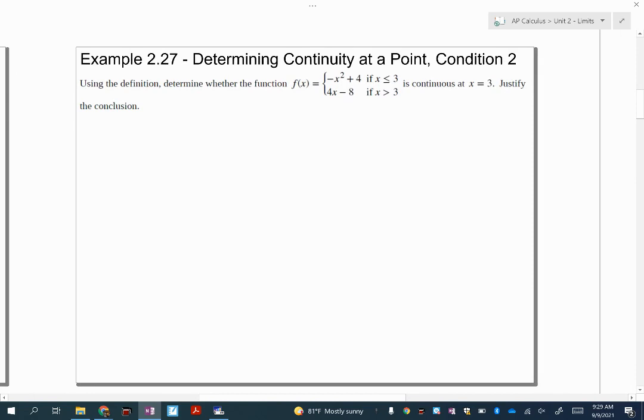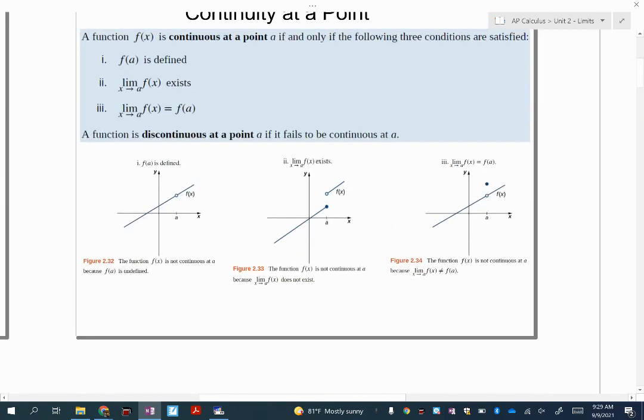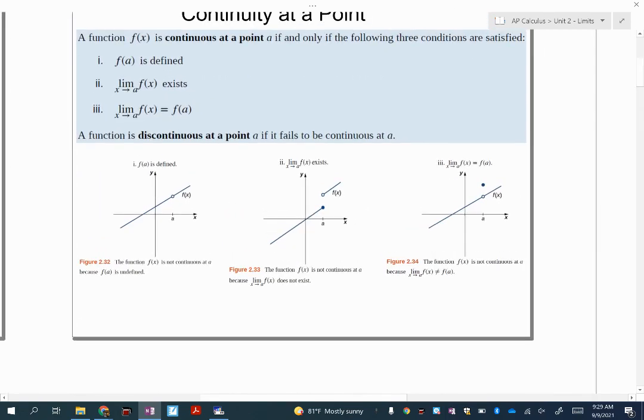Okay? Let's go to the next one. This one says, determine whether the function is continuous at 3. So I'm going to plug in 3. In this case, it's piecewise. So when I plug in 3, I'm using the top piece, the opposite of 3 squared plus 4. So that's going to be negative 9, right? 3 squared is 9. The opposite of 9 is negative 9 plus 4, which is negative 5. Now, that satisfies the first condition. Sorry, f of 3 is defined.